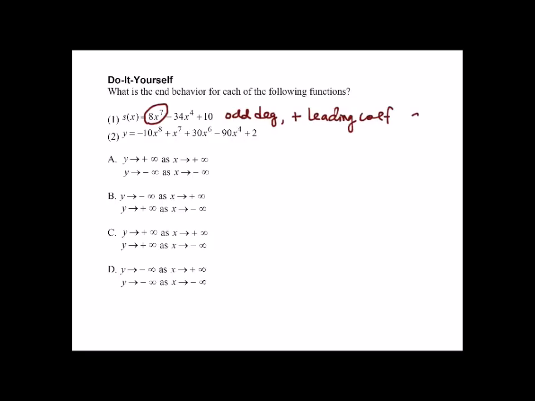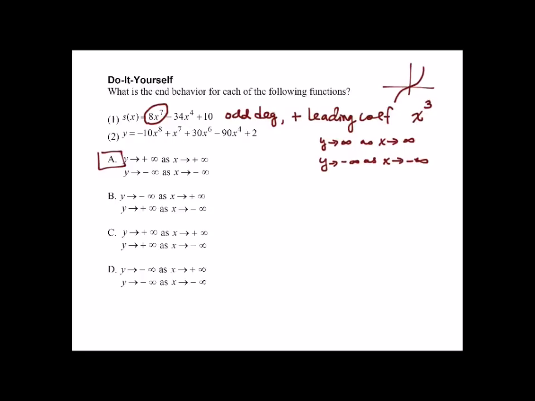For number 1, the dominating term has an odd degree with positive leading coefficient. That means its graph must look similar to the graph of x cubed, which looks like this, that extends from the first quadrant to the third quadrant. With that graph, we know that y goes to infinity as x goes to infinity, and y goes to negative infinity as x goes to negative infinity. And that's exactly what option A says.